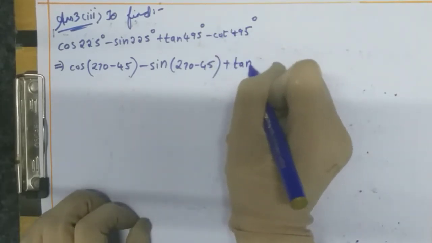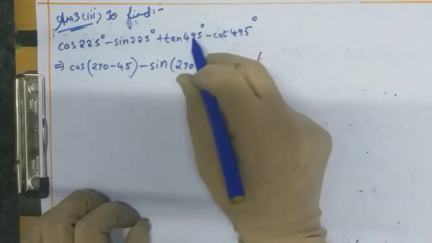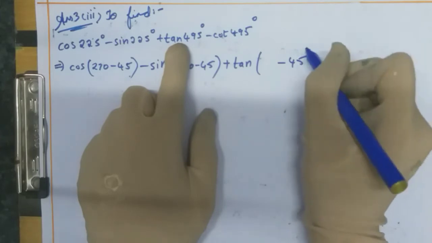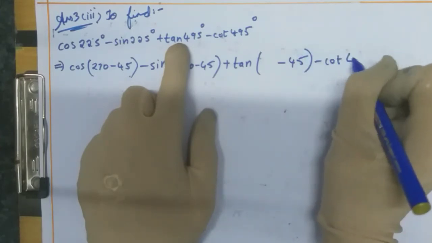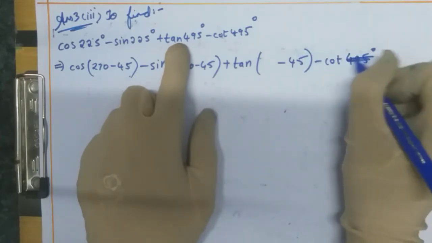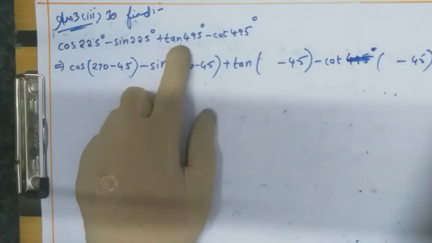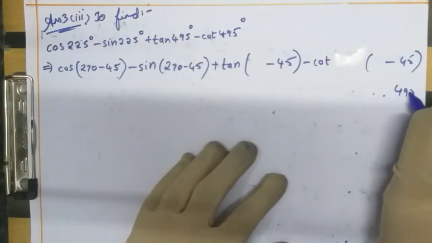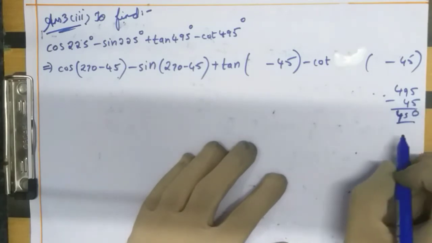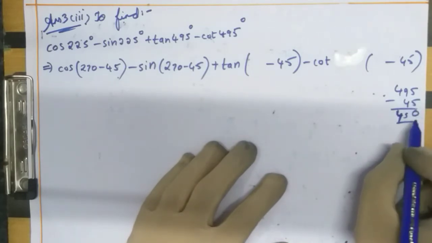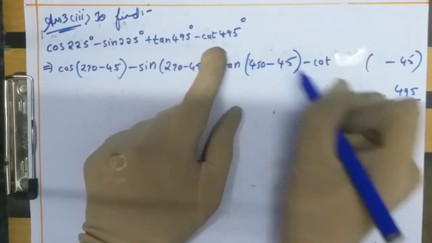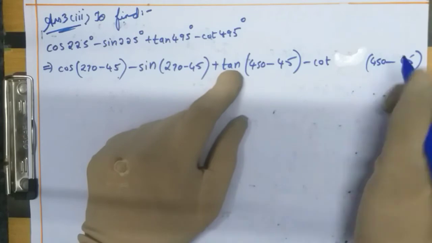Plus tan, if I observe this 495, 495 is very big. So what is 495 minus 45? 495 minus 45 is 450, and I know 450 will go in 90. 450 is a multiple of 90, and 90 is a quadrant angle. So I can write 495 as 450 minus 45. Here also cot 450 minus 45.